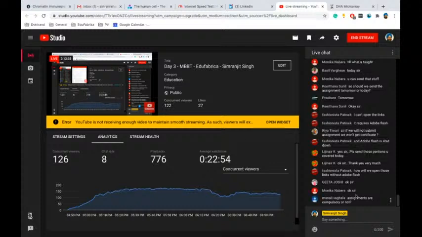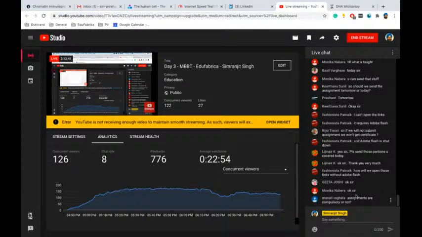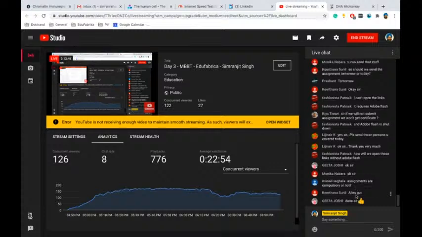Okay, how will you open those links without Adobe Flash? You can open it actually. You just have to go into the settings to make your Adobe work. Assignments are not compulsory. All is good.